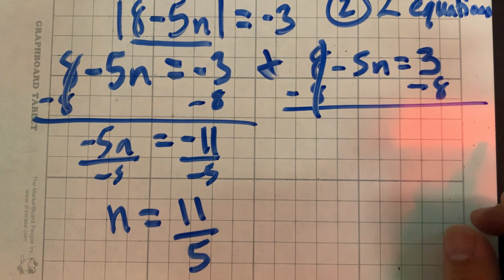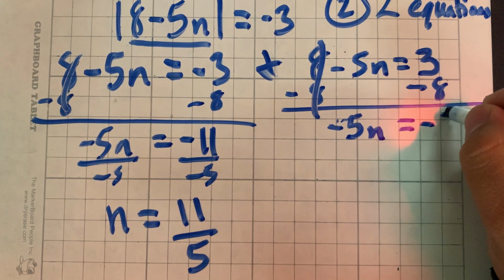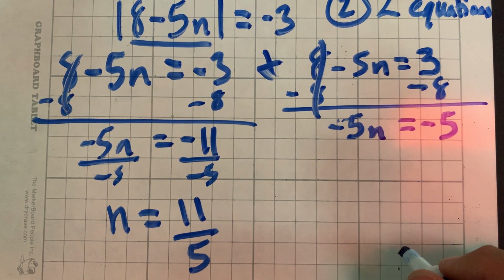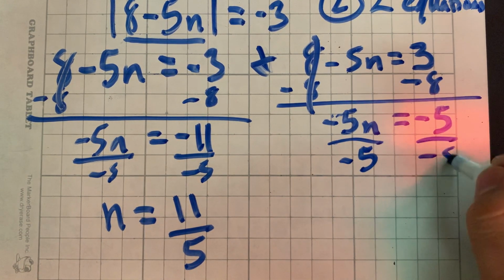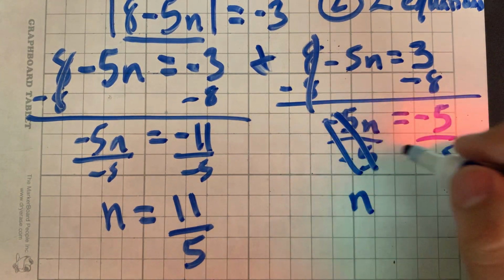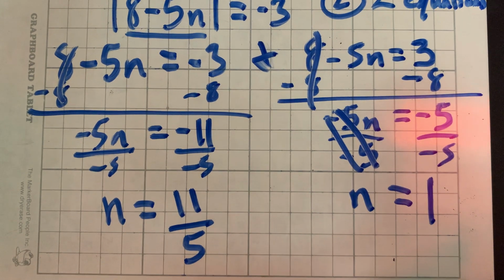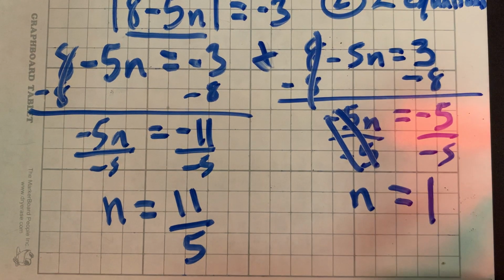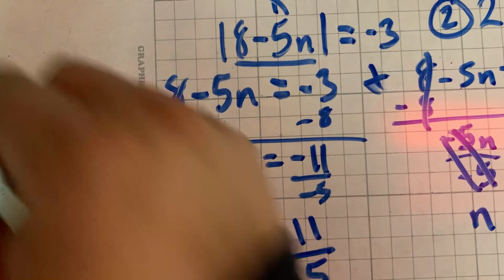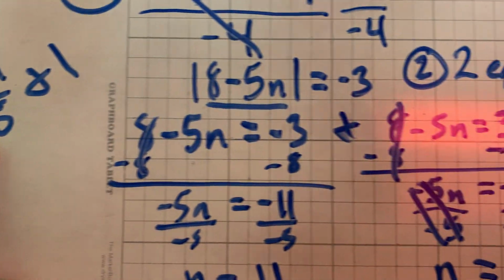Let's do the same over here. -8 on both sides. -5n is equal to -5. I'm going to divide both sides by that -5. These reduce down to a +1, and n is equal to, well, you look at that, a +1. Oh, I didn't even write down step 3, but that was step 3 we had to solve. I'm going to write my answers to the side because I don't have enough room on this whiteboard, so I'm going to have to erase some stuff. So we got n is equal to 11 over 5 and 1.